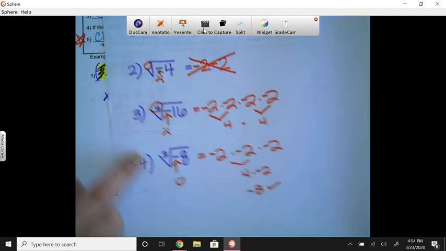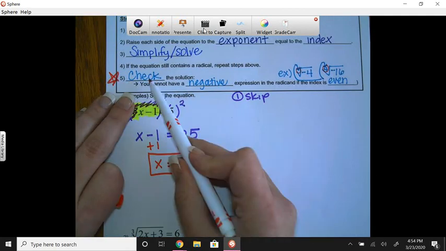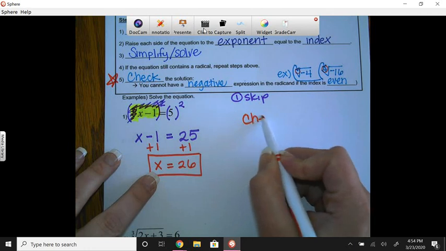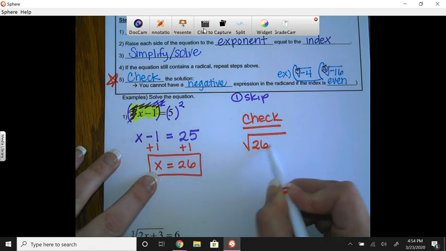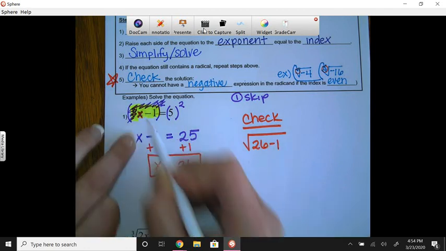So that is why we have to check our answers. So we're going to go ahead and do a check step and plug in for x right here the answer we got.